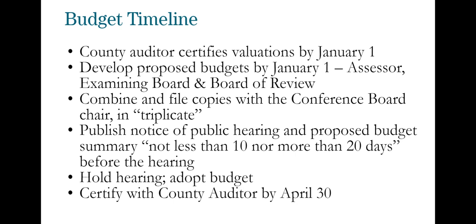And then, when you're ready, you publish notice of a public hearing and proposed budget summary not less than 10 and no more than 20 days before the date of that hearing. You hold your hearing and allow for public comment, close your hearing, and then adopt your budget. And it is again certified with the county auditor by April 30. So that's an overview of the budget process itself.